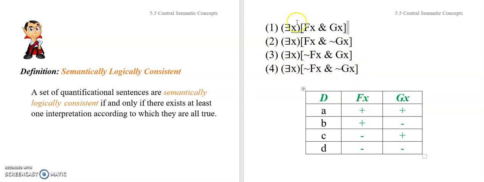So A satisfies this description. It doesn't satisfy any of the others. B satisfies this description. It does not satisfy any of the others. C, lacking F and having G, satisfies this description, and D satisfies this description, having neither F nor G. Okay, so these are in fact jointly taken together semantically logically consistent.